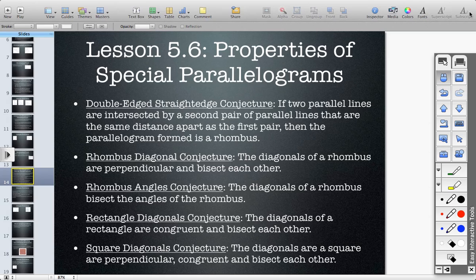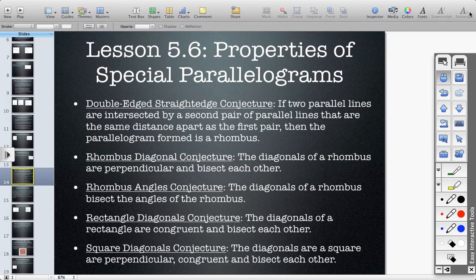So if you take a double straight edge, you draw two parallel lines and then you flip it diagonally and draw two more parallel lines. Obviously, because you're using the same straight edge, the lines are going to be equidistant apart. So now you've created a rhombus. From the rhombus, we have a couple of conjectures.